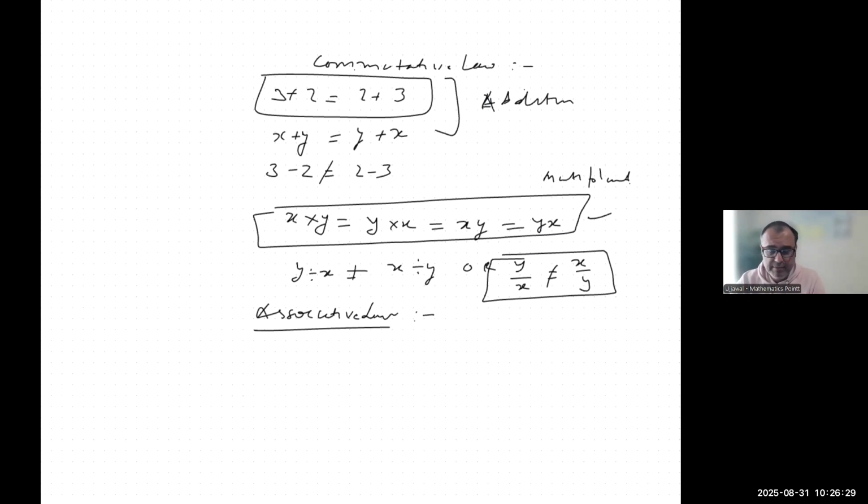Associative law is very, very simple again. It says 3 plus 4 in a bracket plus 5 is 3 plus 4 plus 5. The BODMAS fits in perfectly here. This works for addition, but it does not work for subtraction. So 3 take away 4 minus 5 is not equal to 3 take away 4 minus 5 with the bracket moved.